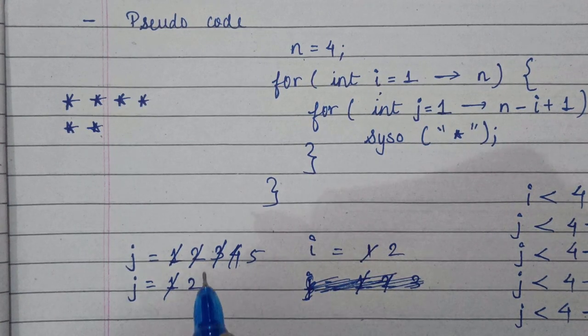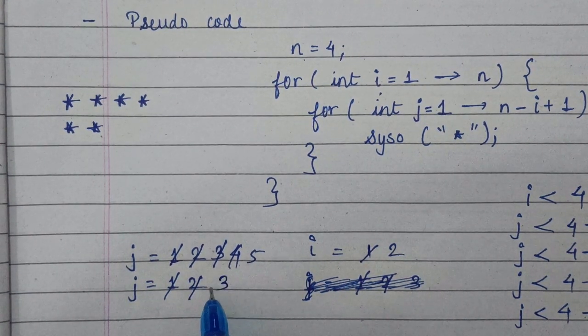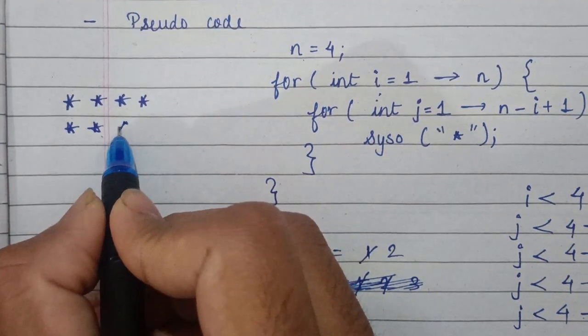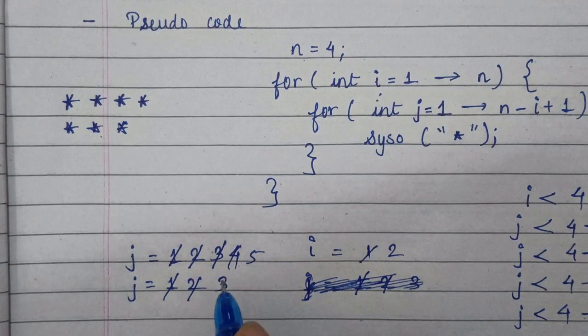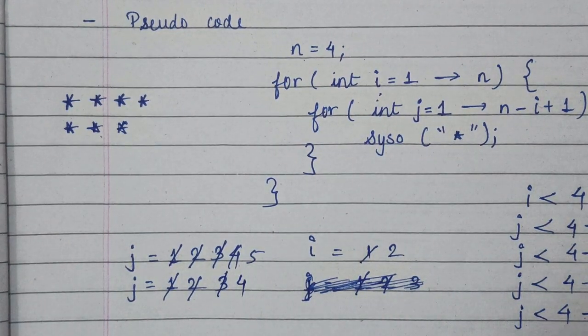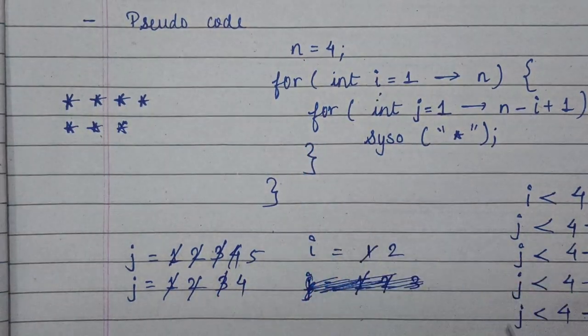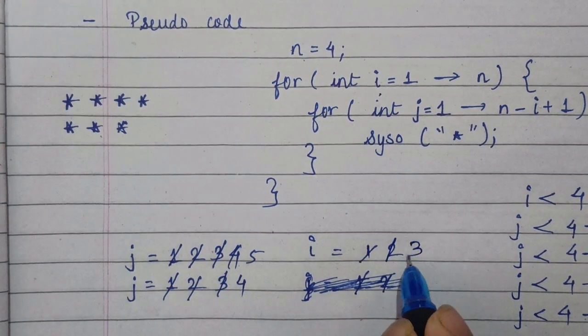Okay, then j will be updated and j's value is 3 now. Is 3 less than or equal to 3? The condition is true, then it will print again a star. Okay, now j value gets updated to 4. Now check if j is less than or equal to 3. If 4 is less than or equal to 3, the condition is false, then the inner loop gets terminated and i value gets updated. I value is now 3.